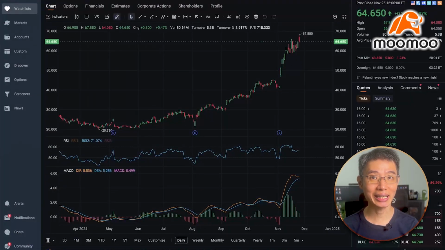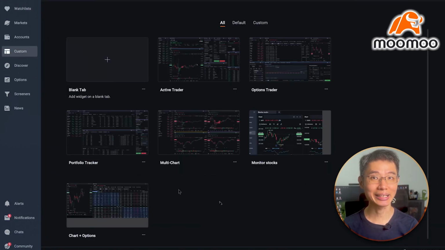With so many stocks in my watch list, how do I even keep track of every one of them to know which is overbought or oversold? To do that, I can head over to the Custom tab, which allows me to build my own dashboard so that I can quickly get through each one of them in a single glance.